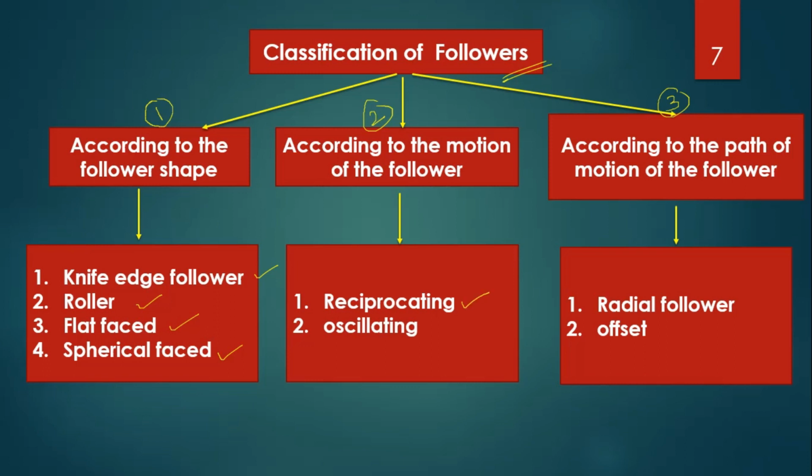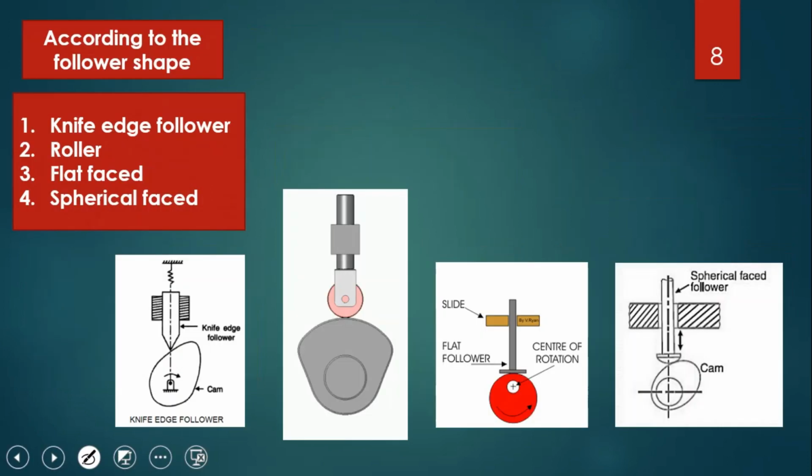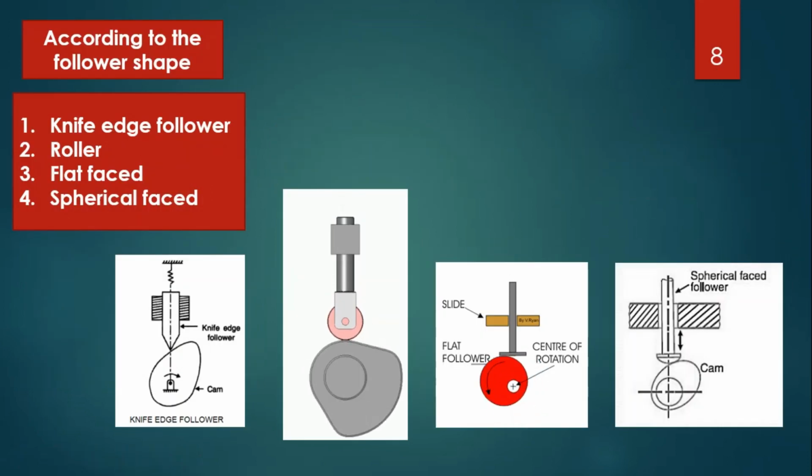One is reciprocating follower, another one is oscillating follower. And according to the path of the motion, one is radial follower and another one is offset follower, right? So let us discuss one by one what is what. Now according to the follower shape, the first one is knife edge follower.